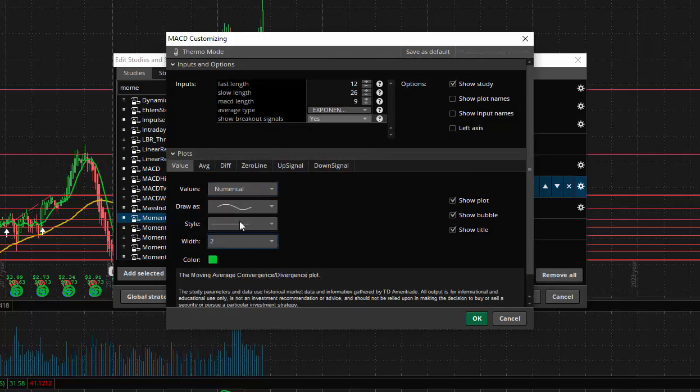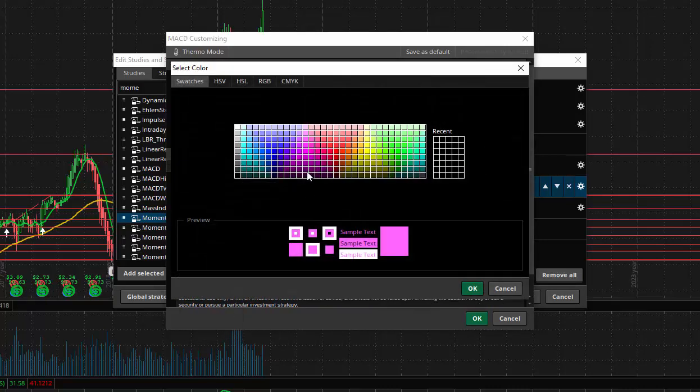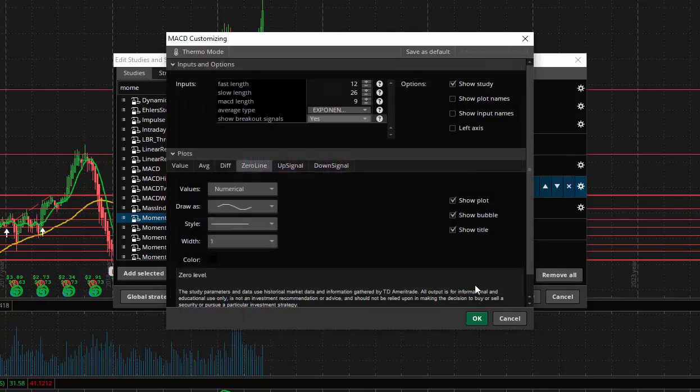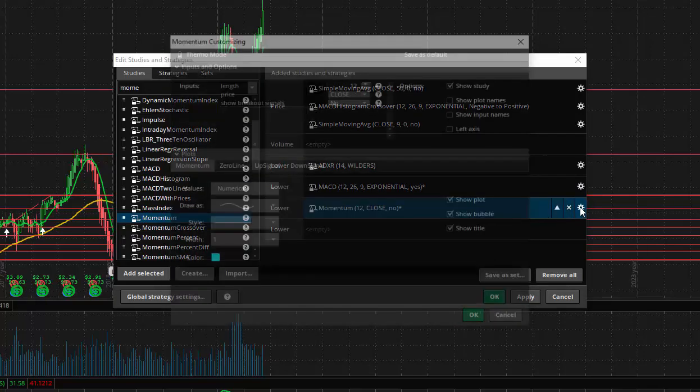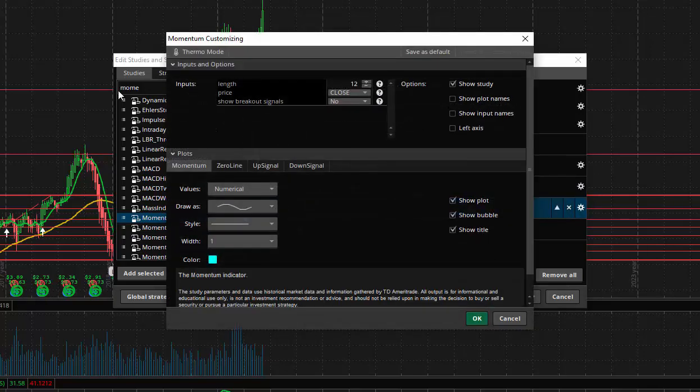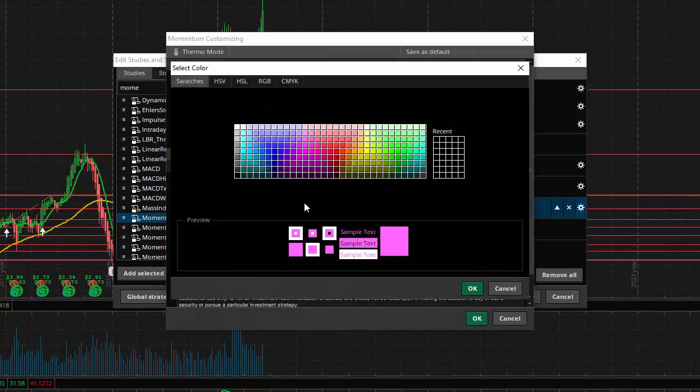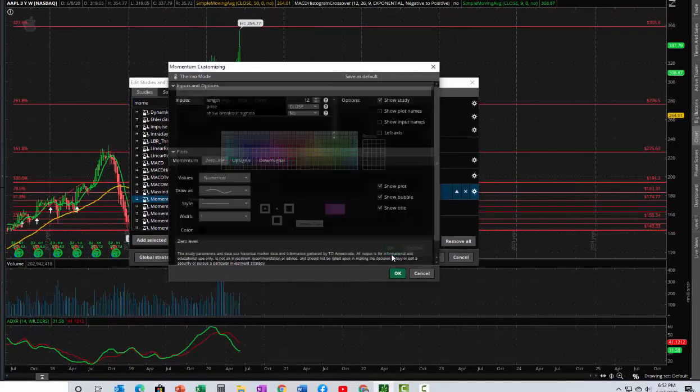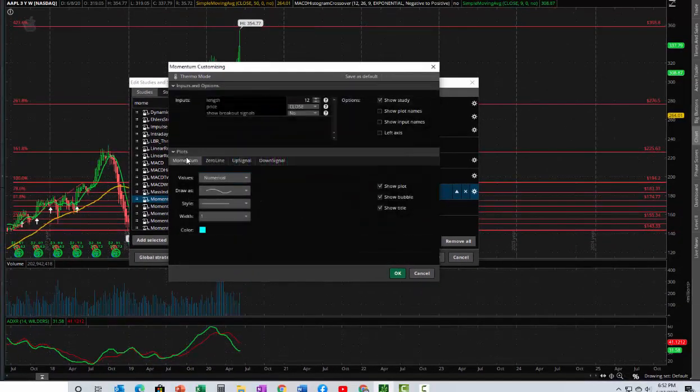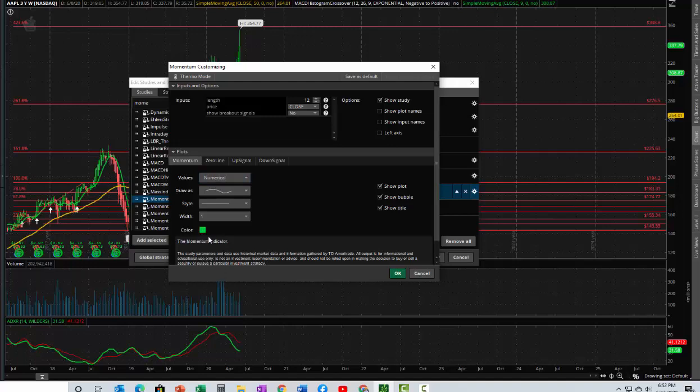Green, I like to be bold. Zero line, I like to make black. I like to see just mainly green and red. Let's go to momentum, and we will do the same thing here. There's only one line, so you have a zero line. So again, I like to make that black. And then you have just the main line, and we'll make that green.